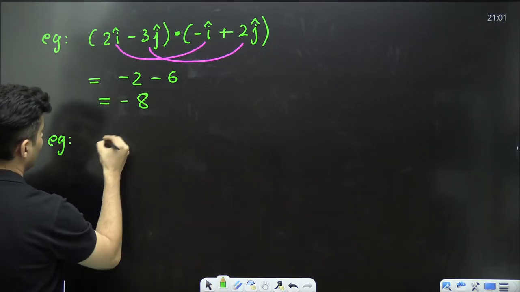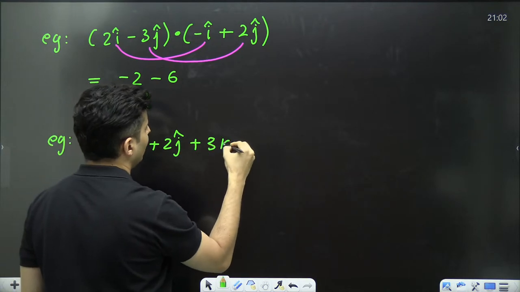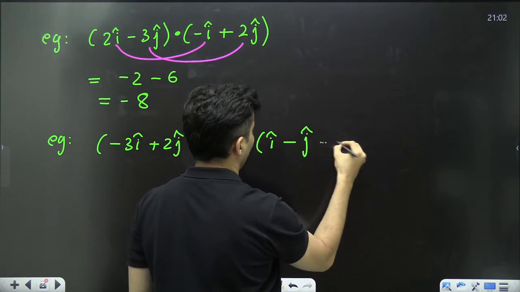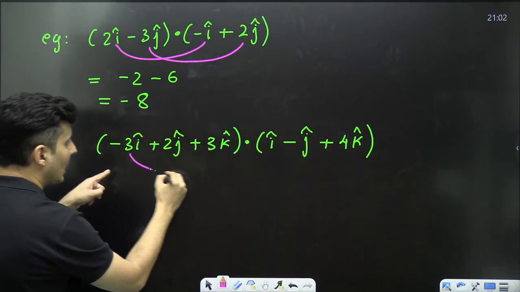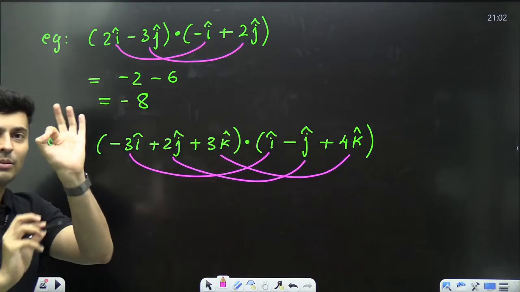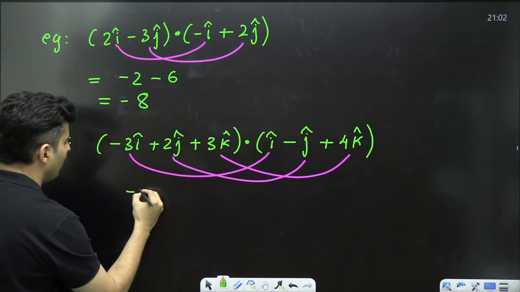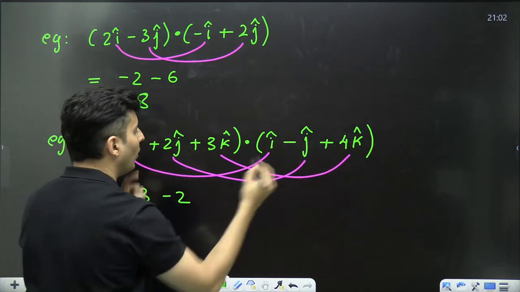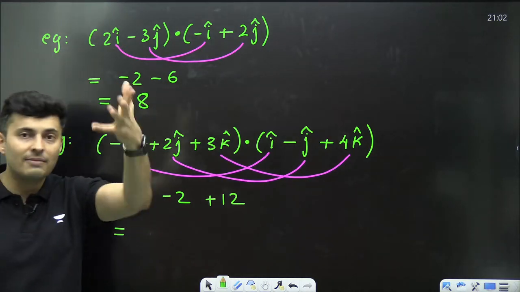Much bigger question. Minus 3i plus 2j plus 3k dot i cap minus j cap plus 4k cap. My god, so many things. I know i cap with i cap is 1, j cap with j cap is 1, k cap with k cap is 1. Everything else, big fat 0. So what will you do, my dear students? Minus 3 into 1, minus 3. Plus 2 into minus 1, minus 2. 3 into 4, 12. Correct? So minus 3 minus 2, minus 5. 12 minus 5, 7. That's the answer.